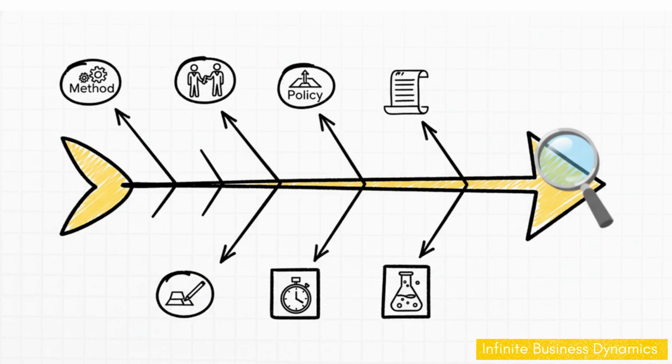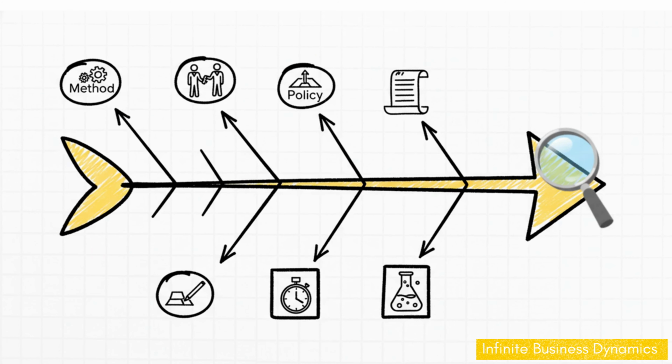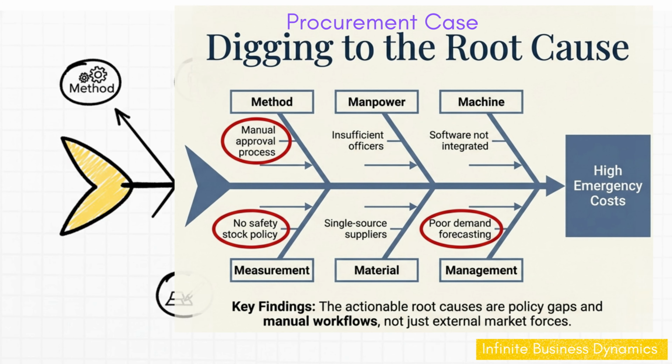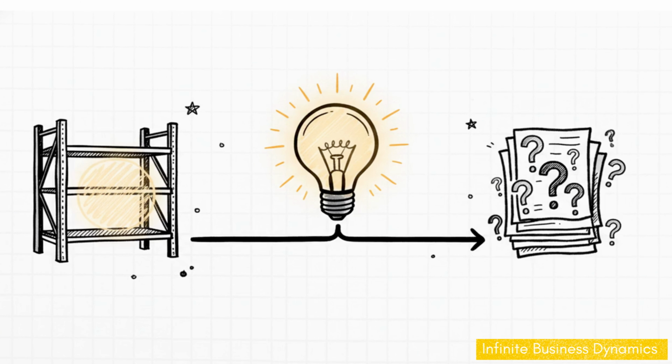And for this, we pull out the investigator's ultimate brainstorming tool, the Fishbone diagram. It helps us map out all the potential causes of a problem, organizing them into categories. It's a structured way to think so that we don't accidentally miss the real culprit hiding in plain sight. And using that fishbone diagram, both teams had their big aha moment.